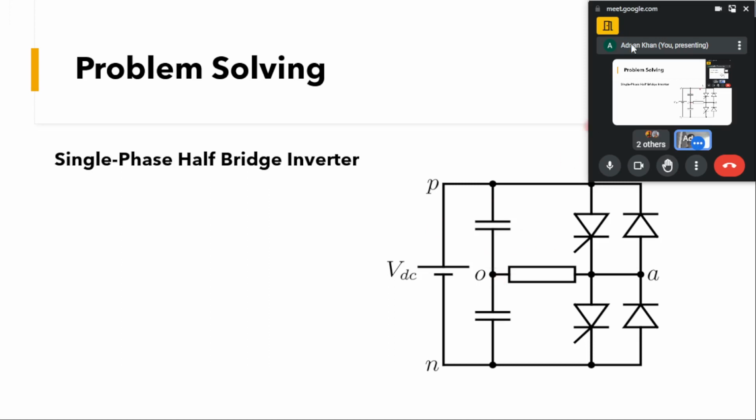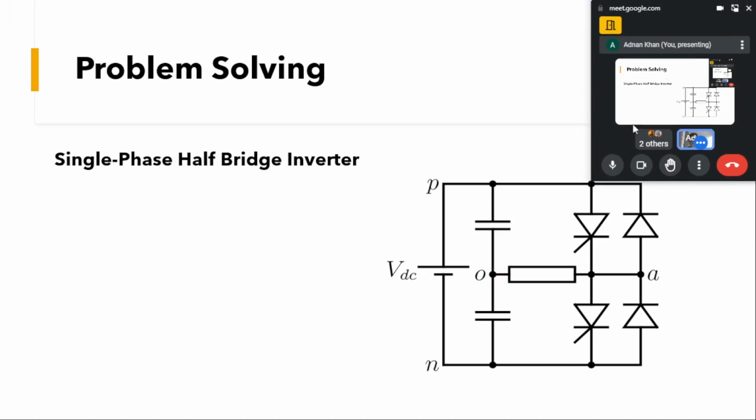So here we saw the half bridge single phase inverter, but here what is being given is that we have diodes as well. Along with the SCR devices, which we know, we have an anti-parallel diode connected with each.